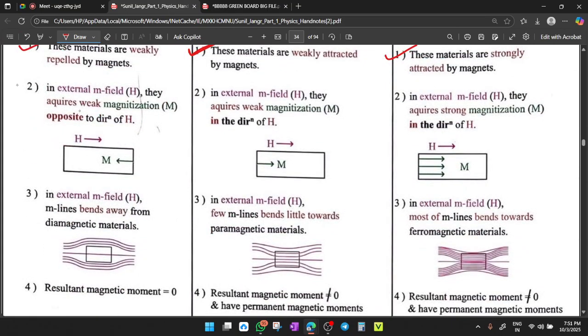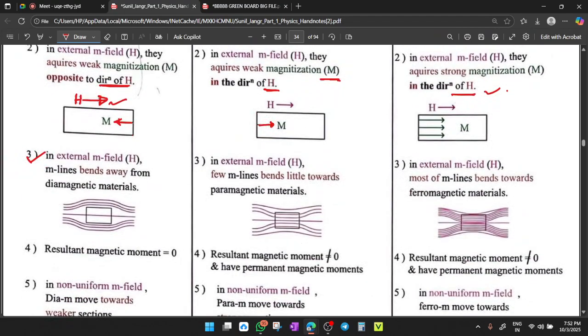In an external magnetic field, diamagnetic materials acquire weak magnetization in the direction opposite to H. I have shown you in the diagram that M is opposite to the applied magnetizing intensity. You applied H in this direction, and in response there is a feeble magnetic moment in the opposite direction. In paramagnetic materials, a feeble magnetization is acquired in the direction of H, and in ferromagnetic materials, a strong magnetization in the direction of H. Understood?